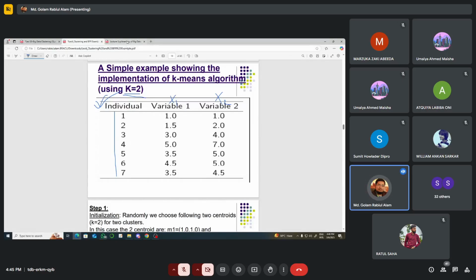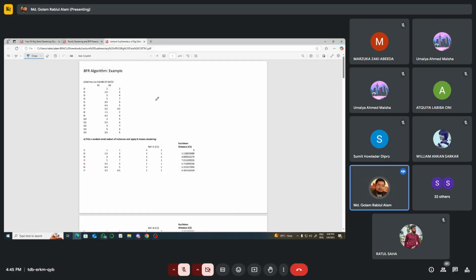But now consider that we actually have a large data set, and those data sets are loaded in several files or several chunks. So let's say we load the first chunk of the data. Consider that in chunk 1 we have this data: individual 1 to individual 14, and the two features are x1 and x2. We just have two dimensions here. So this is the first chunk of the data.